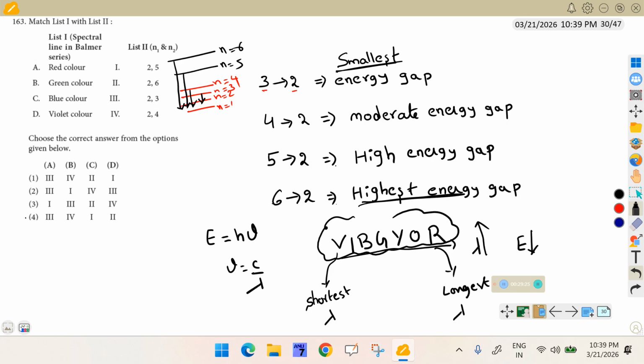We know about VIBGYOR. Moving from violet to red, wavelength increases and energy decreases. So red energy is less, violet energy is more. Based on that, the fourth option is the correct option.